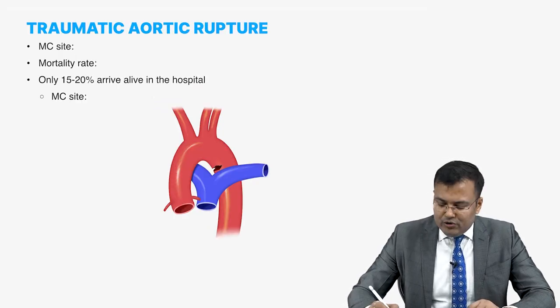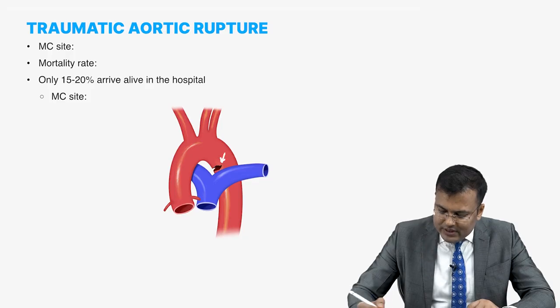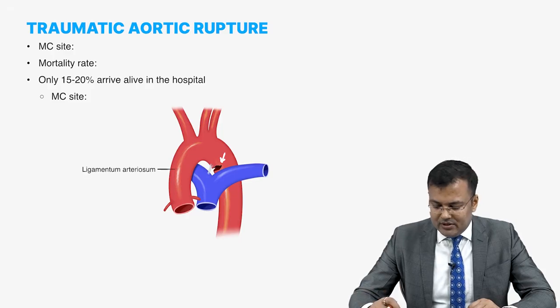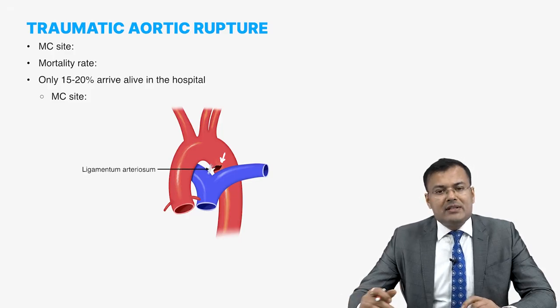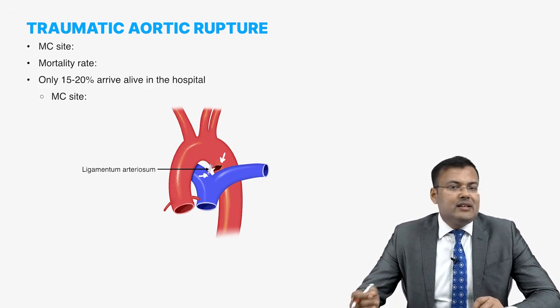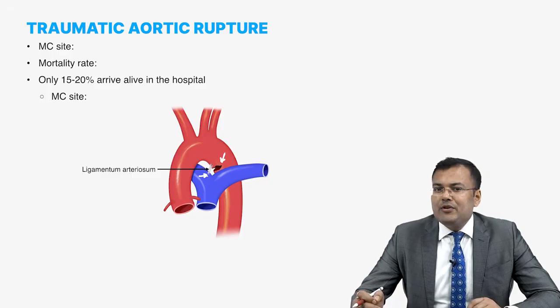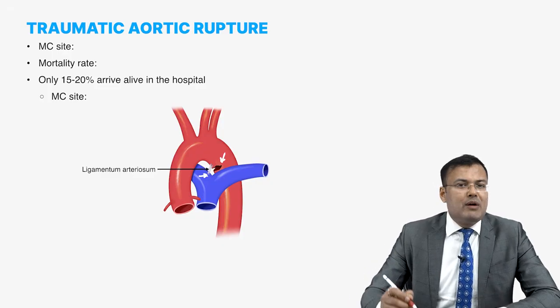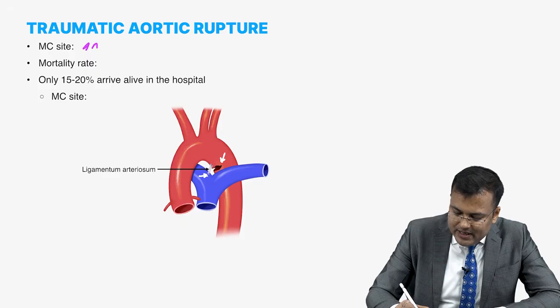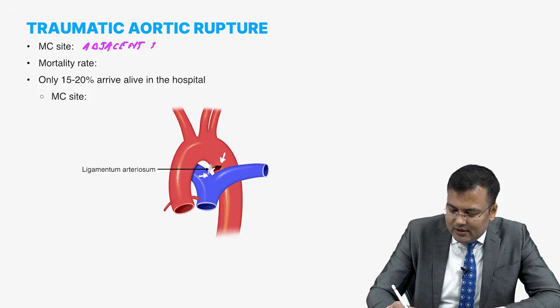Now in this image, you can see that there is aortic rupture. And what is the cause? It's because of trauma, so this is traumatic aortic rupture. And what is the most common site? You can see this is the ligamentum arteriosum. So the first question: the most common site of traumatic aortic rupture is adjacent to the ligamentum arteriosum.